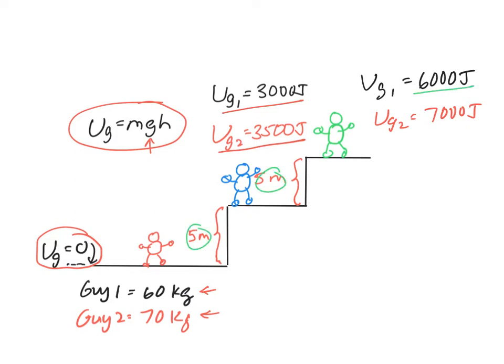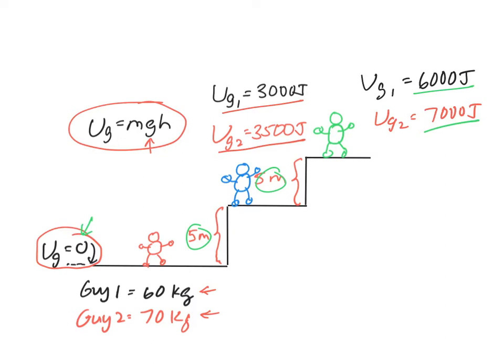And guy 1 has 6,000 joules of gravitational potential energy, and guy 2 has 7,000 joules of gravitational potential energy. So the amount of gravitational potential energy stored in that constant gravitational field is dependent upon three things: the mass of the guy, the height of the guy above the reference point here, and also the gravitational field strength.